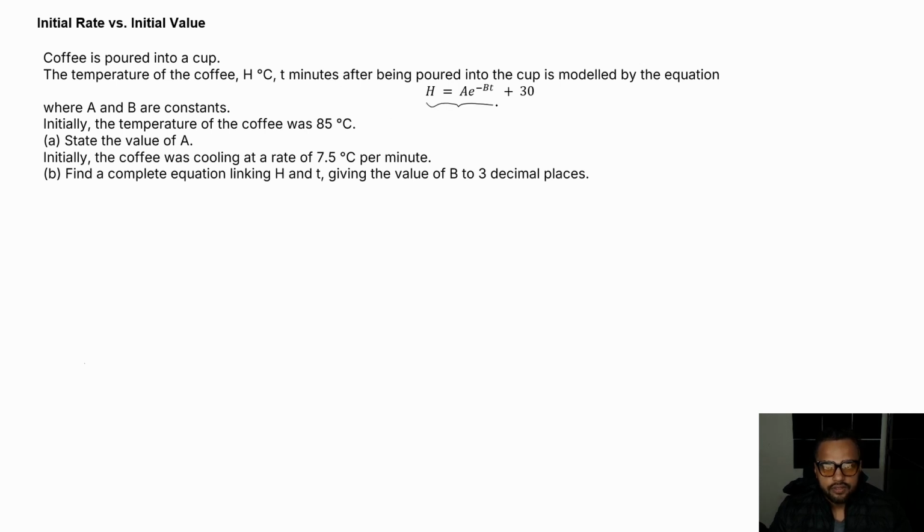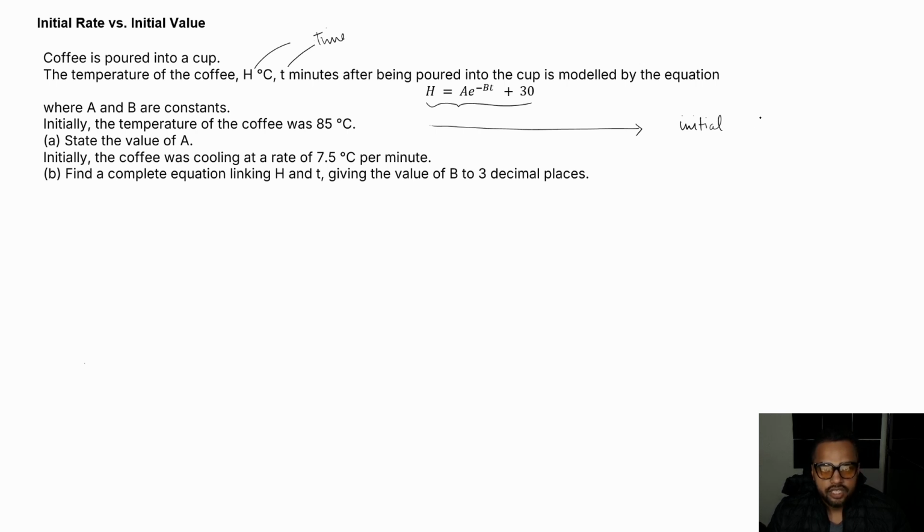So for us, they have given that H equals A e raised to the power negative B cross T plus 30, where H is the temperature of the coffee, T is the time, and A and B are constants according to the question. Initially, the temperature of the coffee was 85 degrees Celsius. So in this case, student, the temperature was 85 degrees initially, meaning initial value.